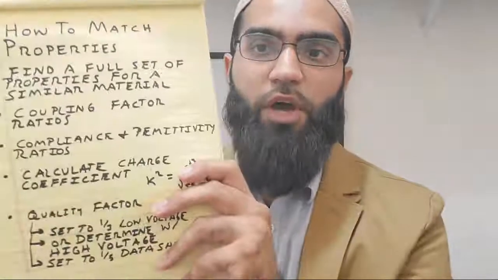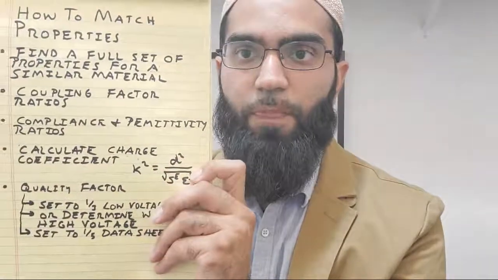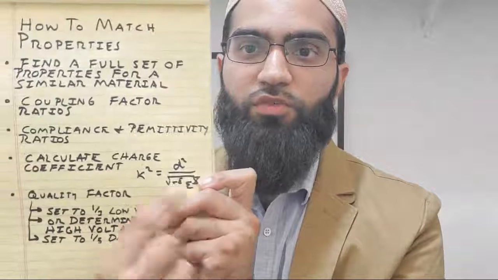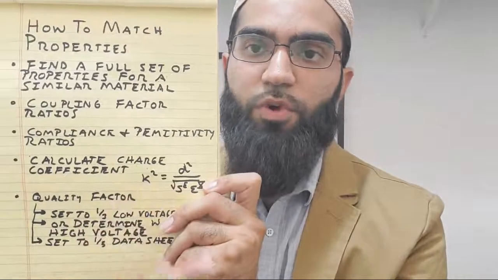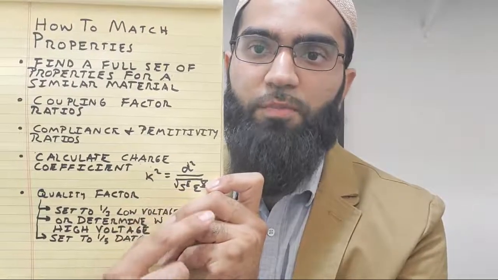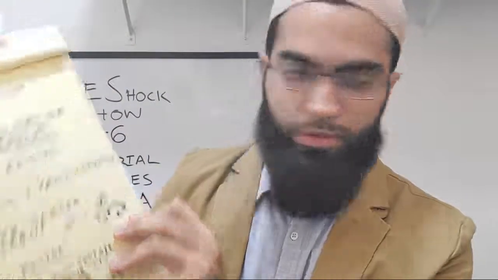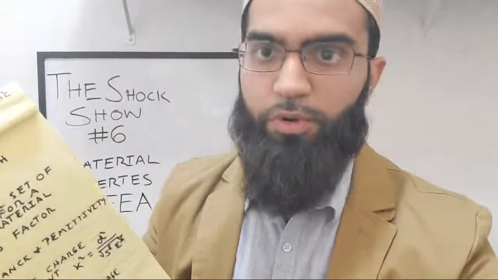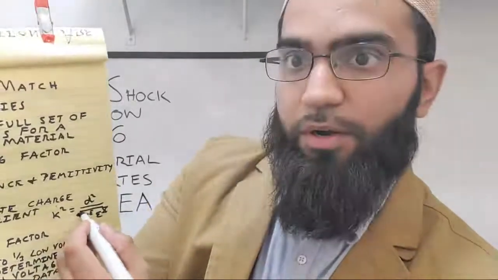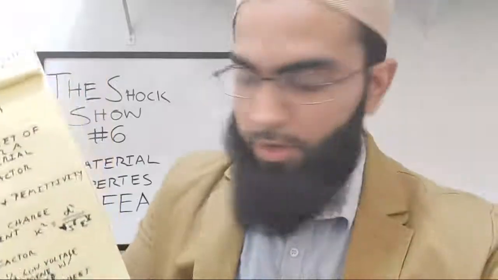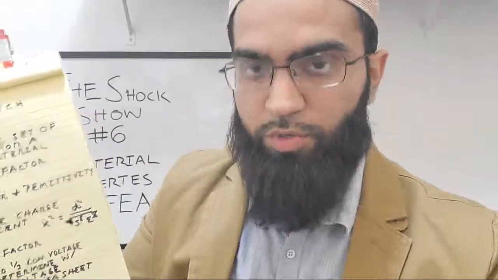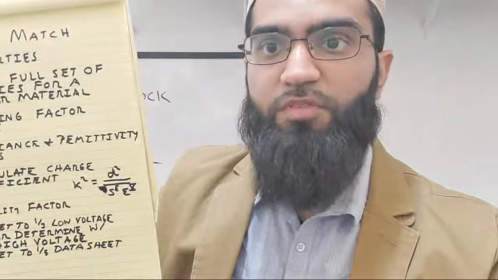After that, you calculate the charge coefficient. So you calculate the charge coefficient by the coupling factor squared equals the D coefficient divided by, well, it wouldn't be the square. Yeah, it would be the square root in this case. Well, actually, it wouldn't be the square root. There's no square root here. Let's just erase that there. Okay, there's no square root because it's squared. So D squared, the charge coefficient squared, divided by the permittivity and the compliance for that specific mode. So from that, you're able to calculate the D coefficient, the charge coefficient.